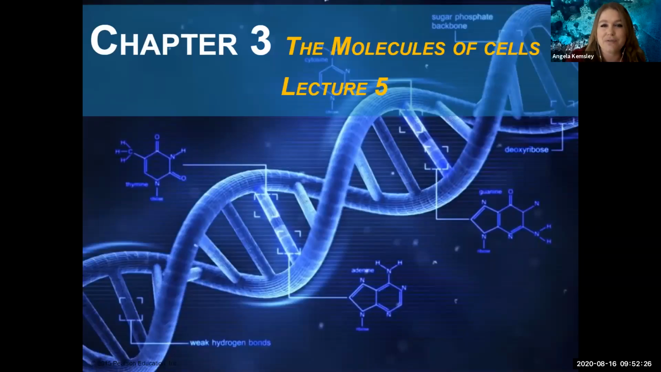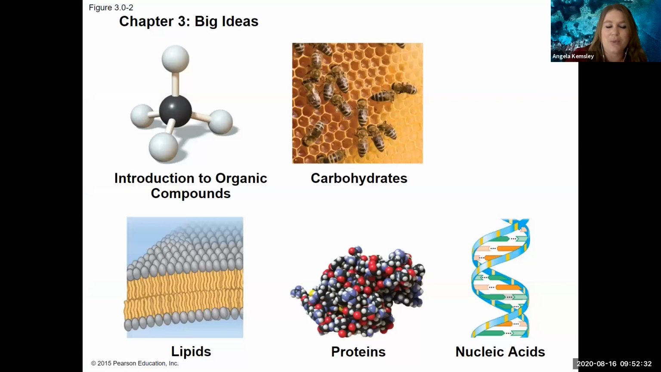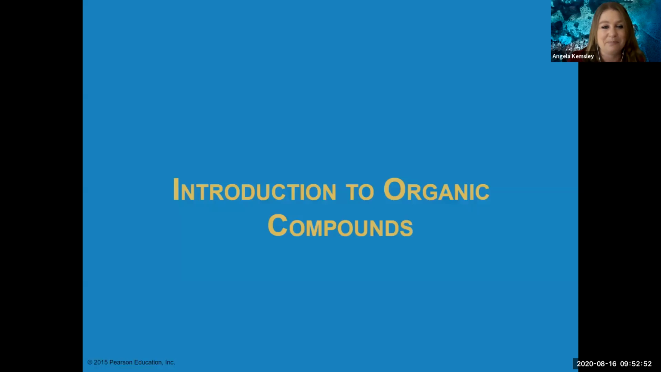This is lecture 5, covering chapter 3, the molecules of cells. This week, we are going to be looking at organic compounds, those compounds that are made mostly of carbon. And we're specifically going to be looking at 4 types of organic compounds: carbohydrates, lipids, proteins, and we're going to touch briefly on nucleic acids, which we'll cover in greater depth in chapters to come.